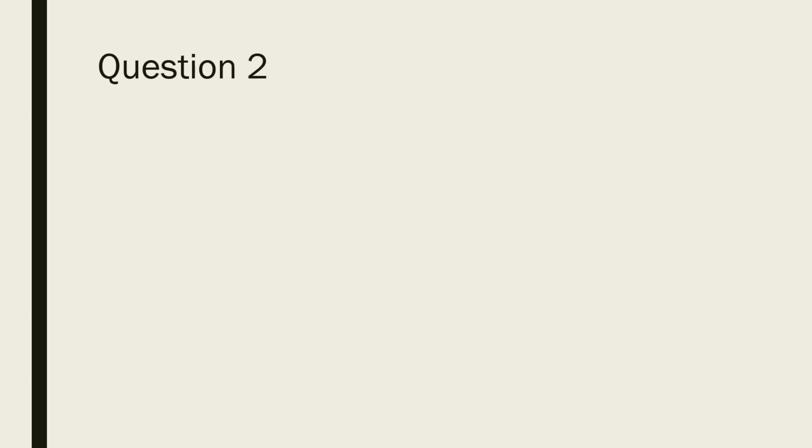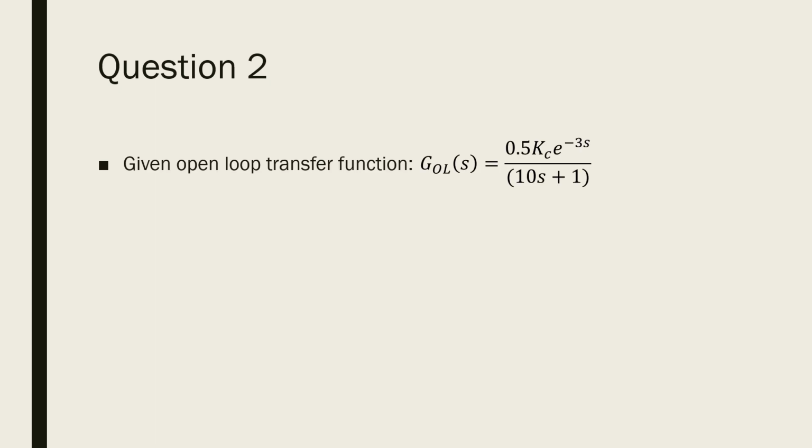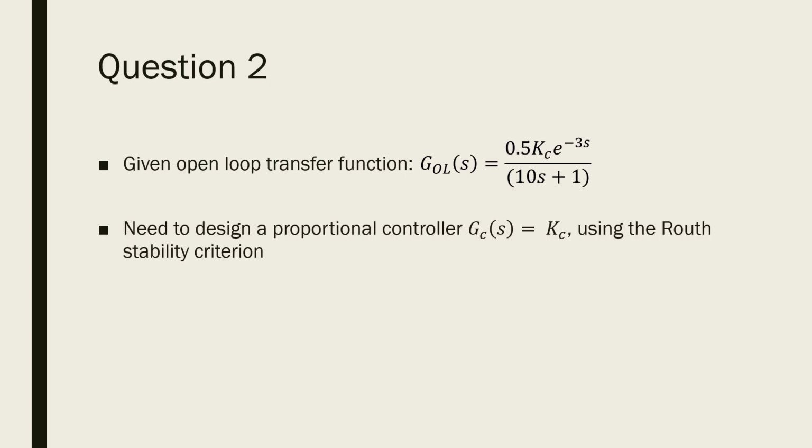Let us now move on to question 2. In this question, we are given an open loop transfer function for a feedback control system. We are asked to design a proportional controller, GC equals KC, using the root stability criterion.